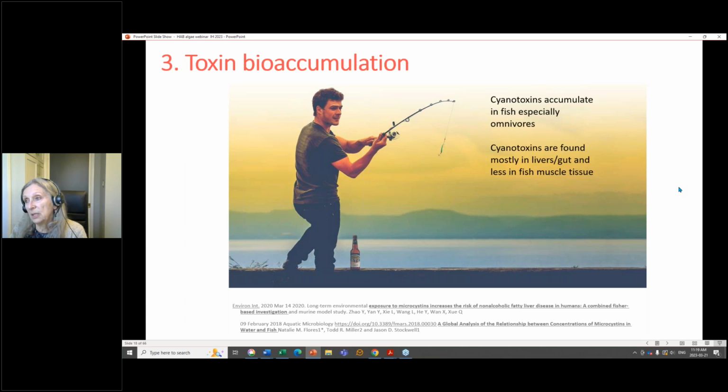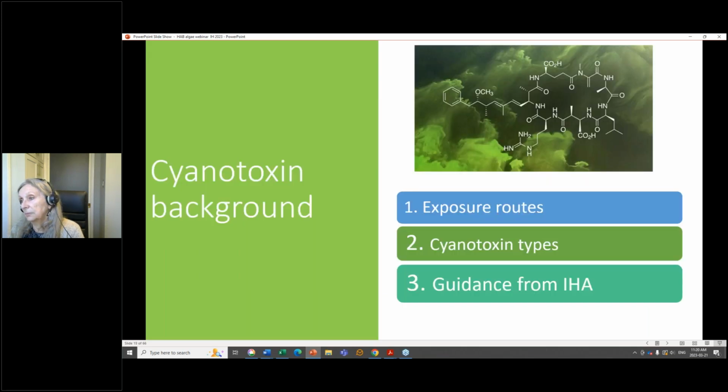I would personally caution against eating fish that have come from reservoirs that have a long history of cyanobacteria blooms. Certainly it's up to you, but the research is coming in that folks who rely on such a food resource are at increased risk of non-alcoholic fatty liver disease. So let's go for a slightly deeper dive into what a cyanotoxin is, the exposure routes, and some guidance from Interior Health Authority.